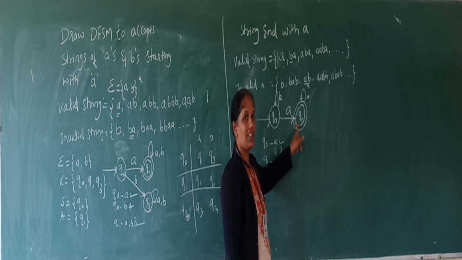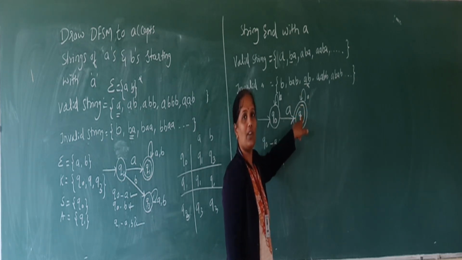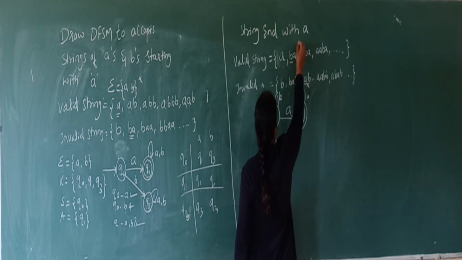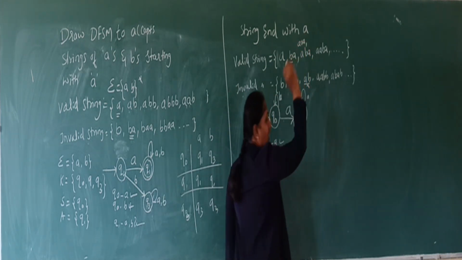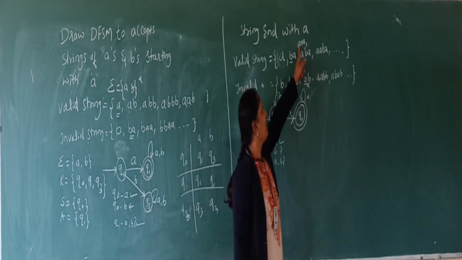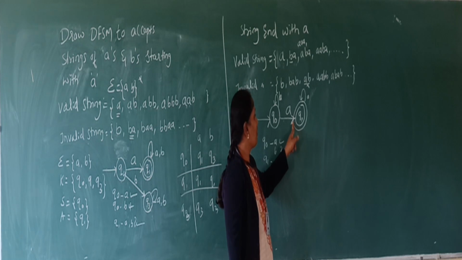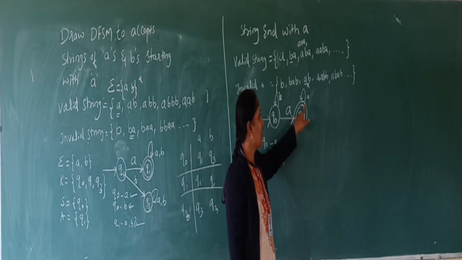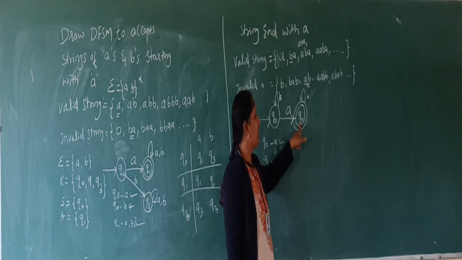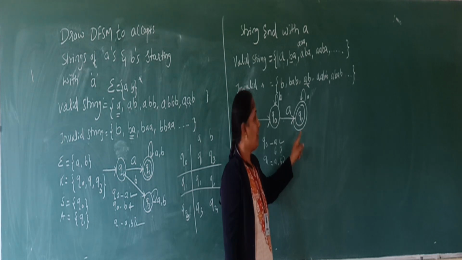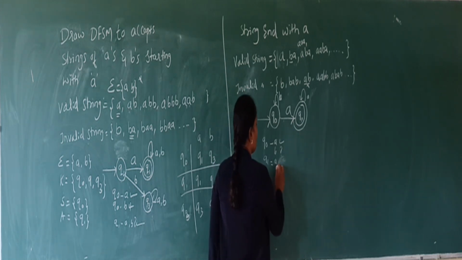If one A comes, it will change the state. If another A comes, it will stay in the same state only. So it starts accepting the string AA. A is also a valid string because it is ending with the A. One A comes, it will move from Q0 to Q1. For the second A, it will accept and stay in the Q1 state. Third A comes, it will accept and stay in the same state. So A is a valid string. So the A transition I have shown from the Q1 state. Next I should show the B transition.